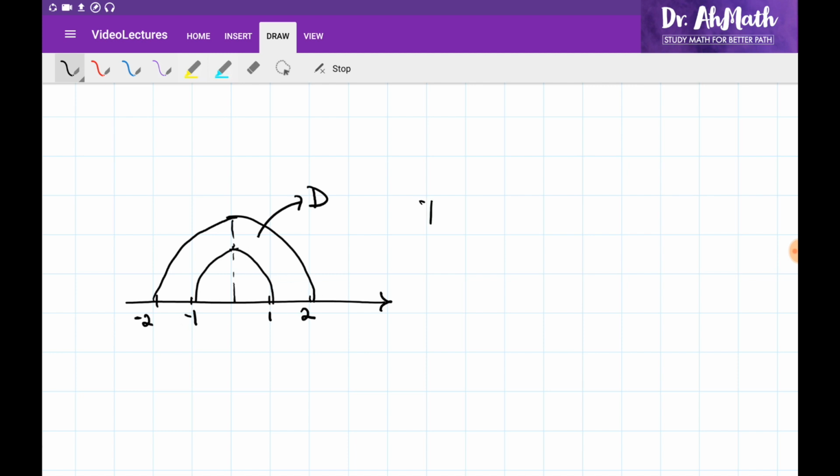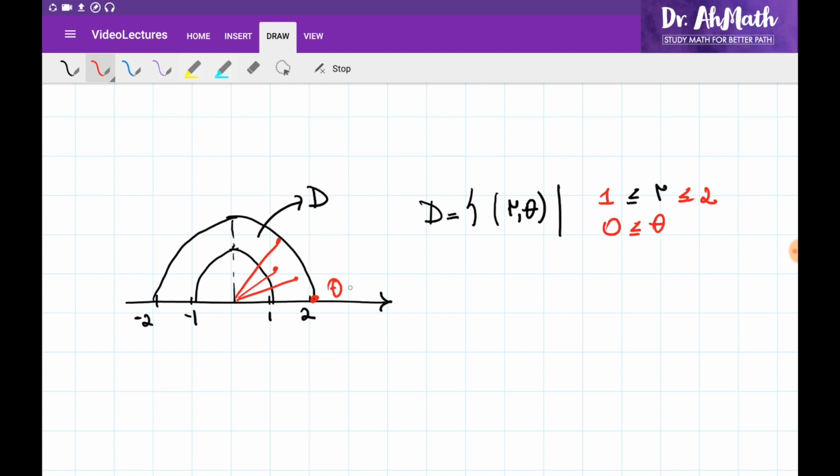So we can define this D in polar coordinates as the set of points with the distance from the origin r and the angle theta. So the r would change, right? For example, no matter which point I'm choosing inside, the distance from the origin is always between 1 and 2. So this is between 1 and 2. And theta would change from 0, this is the 0 angle, until theta is equal to pi.